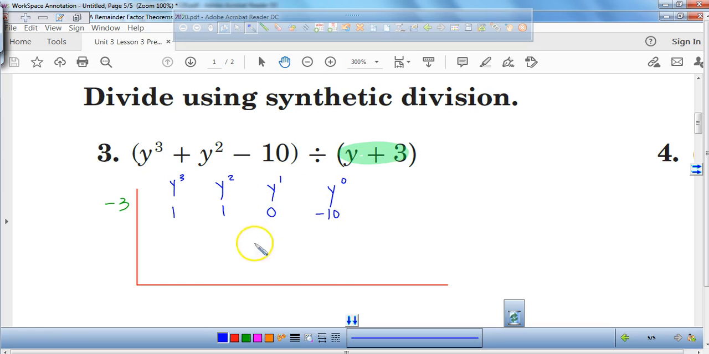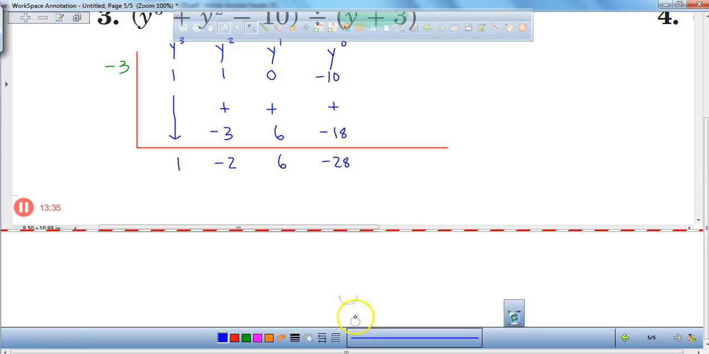Now, how do I do it? Drop this down. Put a 1 there. -3 times 1 is -3. Add them together, I get -2. -3 times -2 is 6. Add them together, get a 6. Negative 3 times 6 is negative 18. Add them together, negative 28. That's not good. That means it's not a factor. Look, that's my remainder.